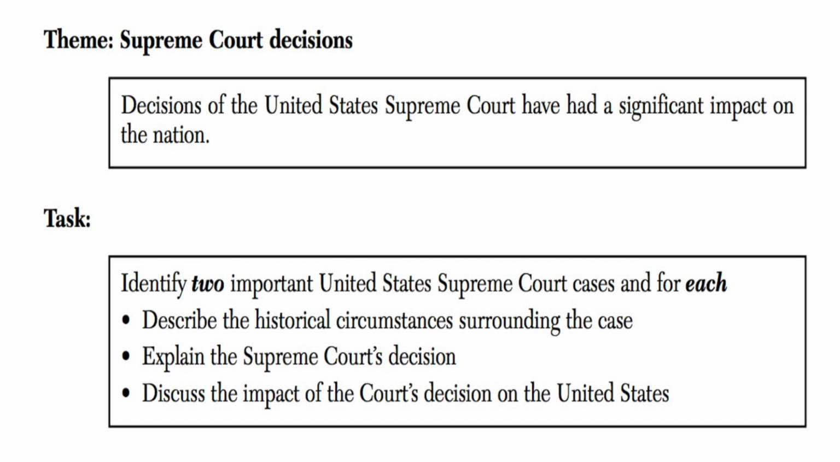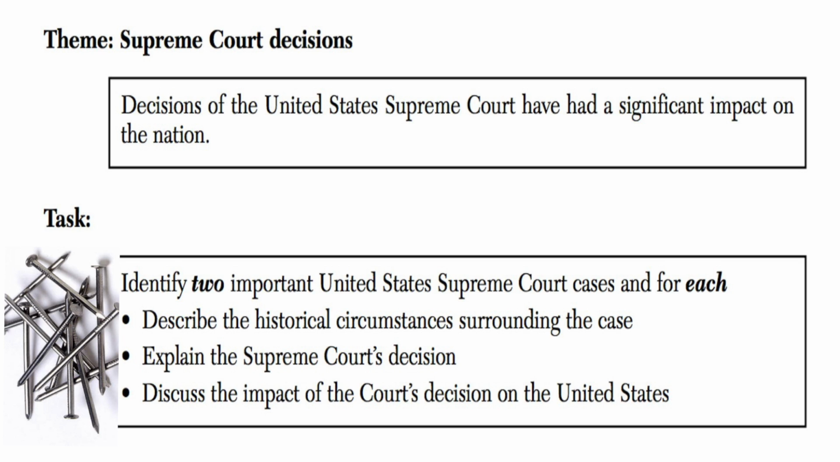And we have the theme that the United States Supreme Court decisions play an important role in United States history. And then it has three specific, what I'm going to call nails. Sometimes they're called bullets or dots or directions. And number one is to discuss the historical circumstances that surround that case. Number two is going to be explain the court decision. And then number three is going to be the impact.